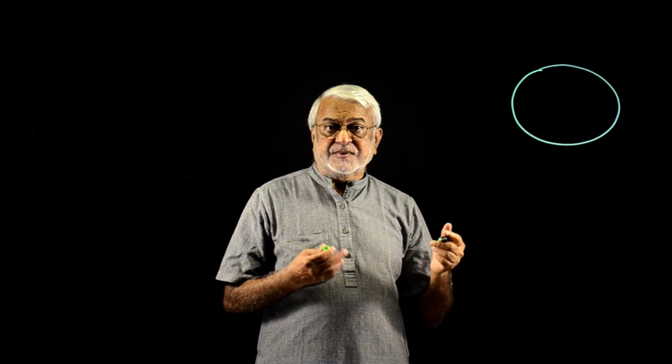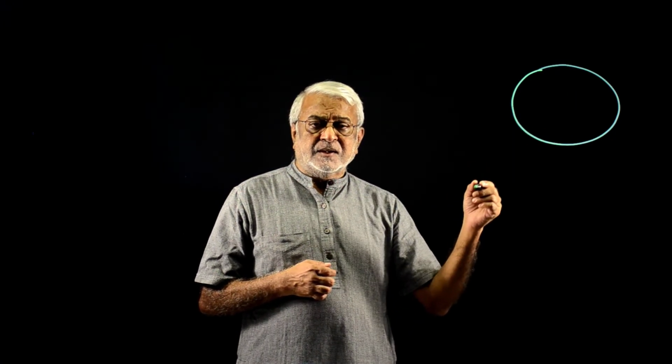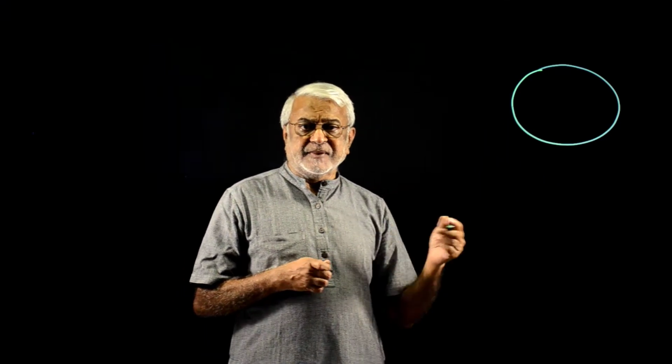A loop of thread is lying on a smooth horizontal surface. Our interest is to find the tension in the loop as it rotates. The radius of the loop is r, the mass per unit length of the rope is mu, and the tangential speed of any element of the loop is v.